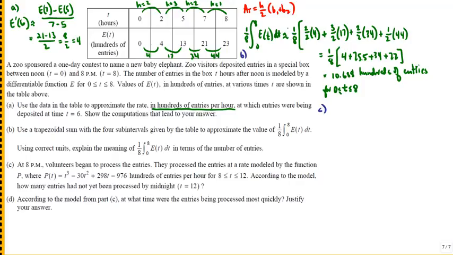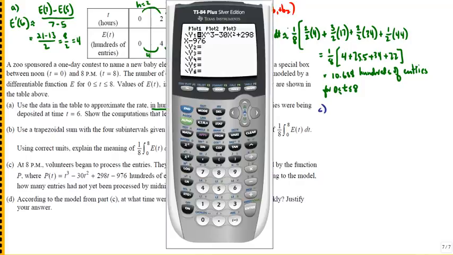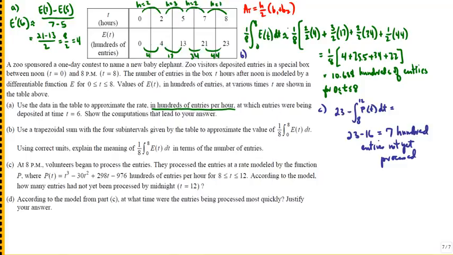So what we want to do is find the integral from 8 to 12. That will tell us how many have been processed. So we set up the function, and then I'll use fn int. I do vars y vars function y1 and integrate from 8 to 12, and I end up with 16. So we have to remember there were 2,300 entries at the time t equals 8. We subtract from that the 16, and we end up with 700 entries not yet processed.